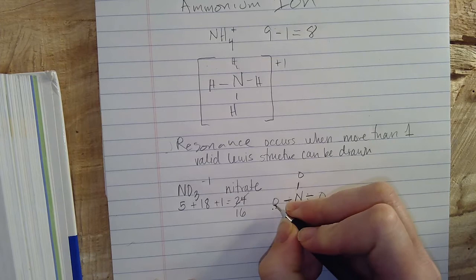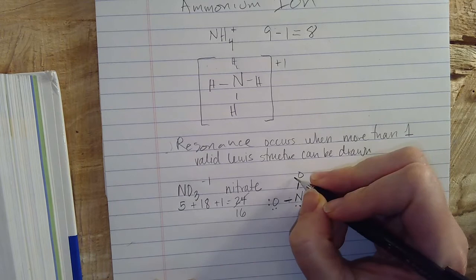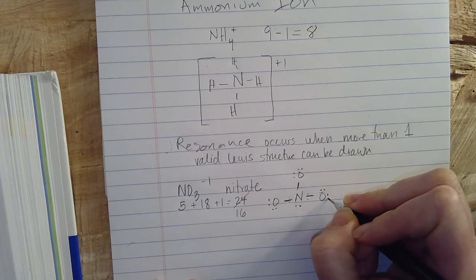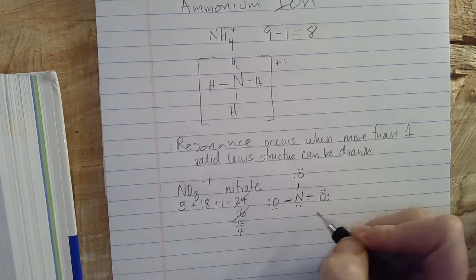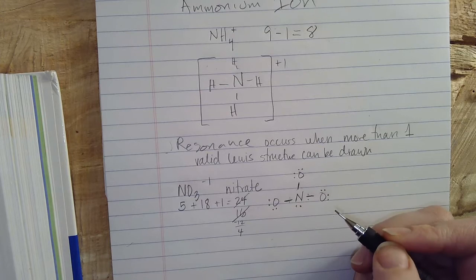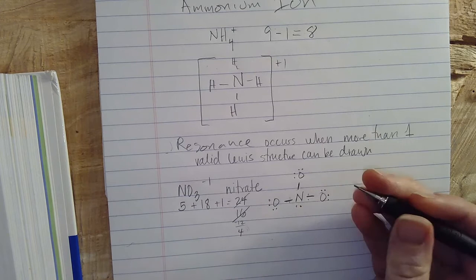So I'm going to give 4, 8, 12. So I've used up 12. I only have 4 valence electrons to go. Okay. So the question is, where do I put them? I have 3 oxygens and right now they're all the same. Okay. So which oxygens get the 2 remaining pairs? The answer is, it doesn't matter. You choose.